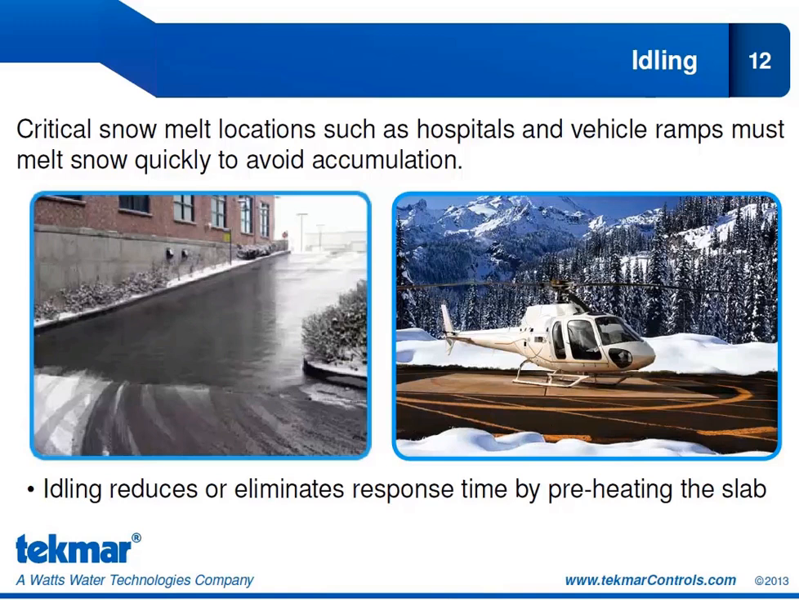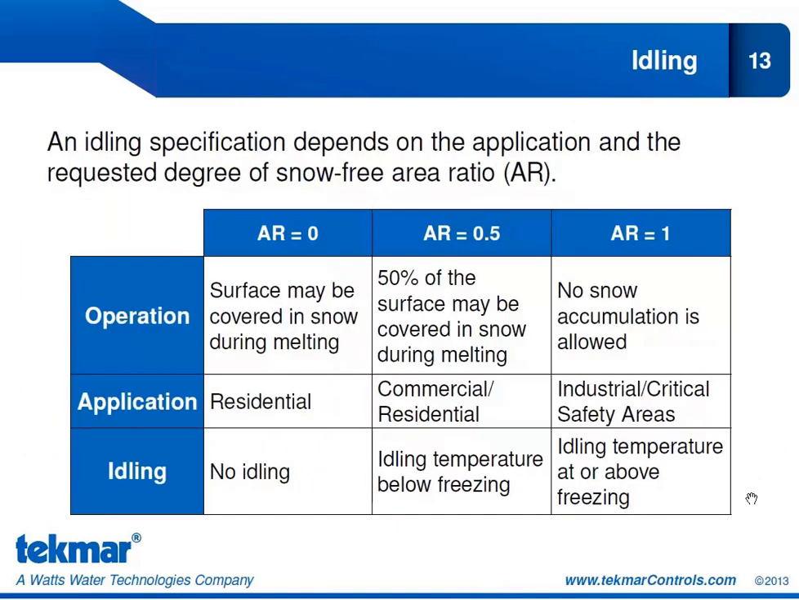Now, the degree of idling will depend on what we call the snow-free area ratio, and we'll look at that on the next slide. There are three levels of the snow-free area ratio. We have AR0, AR0.5, and AR1. And for those of you familiar with the former class system, this is what has replaced the level 1, 2, and 3, or class 1, 2, 3.